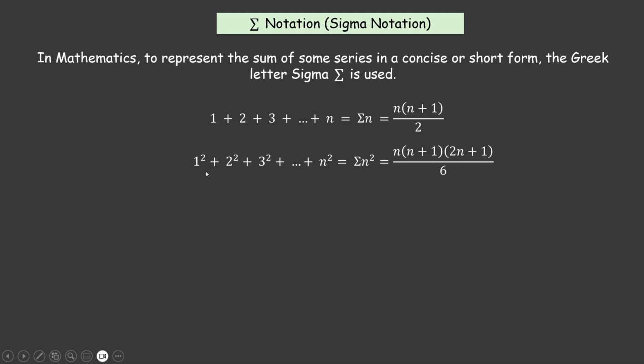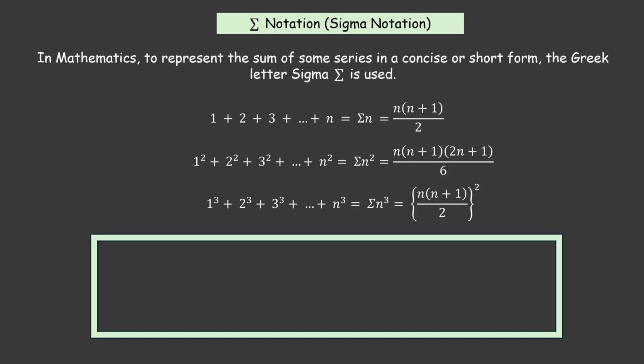Similarly, sum of square of first n natural numbers can be written as sigma n square, whose formula is n into n plus 1 into 2n plus 1 upon 6. And sum of cube of first n natural numbers can be written as this, sigma n cube, which is equal to whole square of n into n plus 1 upon 2.